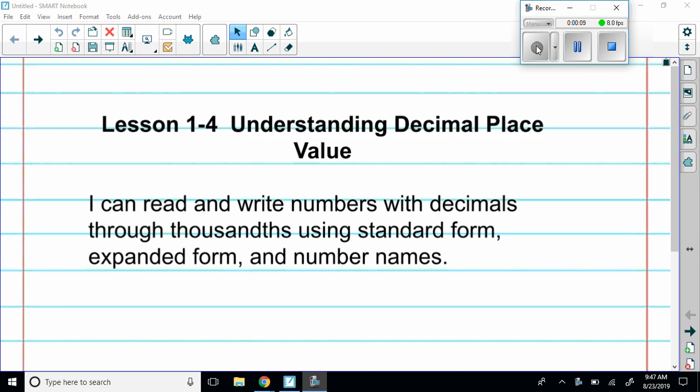Your I can statement is I can read and write numbers with decimals through thousandths using standard form, expanded form, and number names. Please pause the video now to write the lesson title and number as well as the I can statement in your math notebooks. When you are finished, push play to continue.